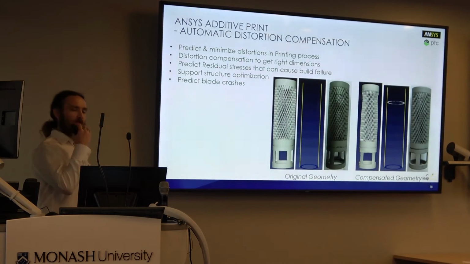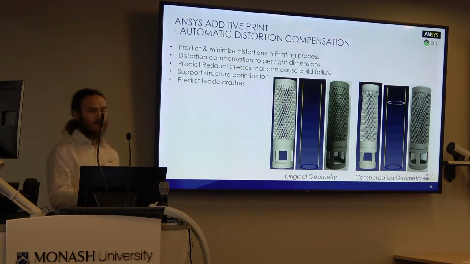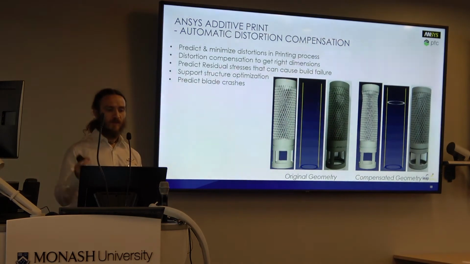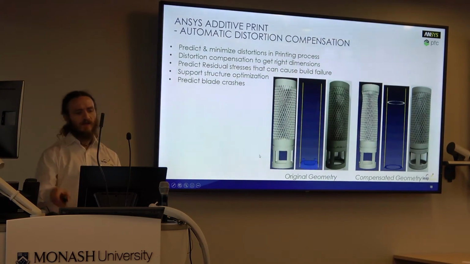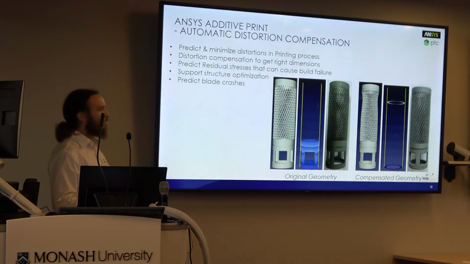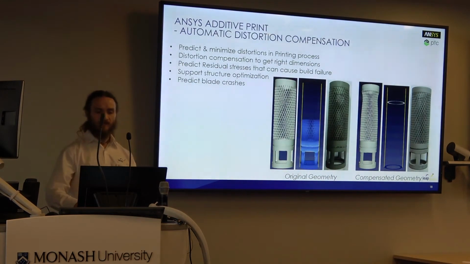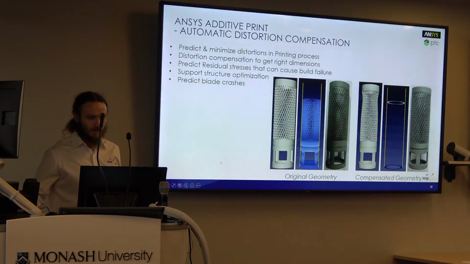Right, so that was the ANSYS Mechanical-based additive print tool. So this is a different additive print tool. This is intended for producing a compensated design to minimize the effects of thermal distortions. So this is a little filter. The filter's about this big, and this is the design that we want to produce.